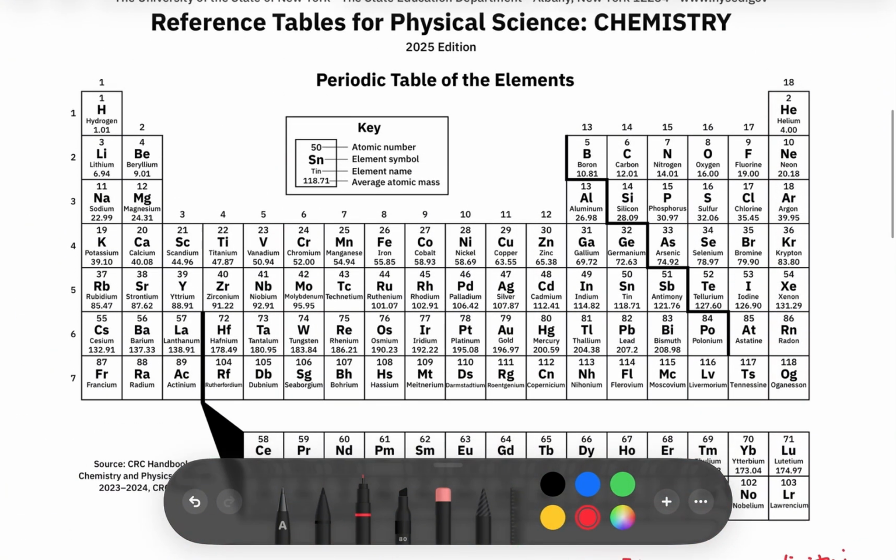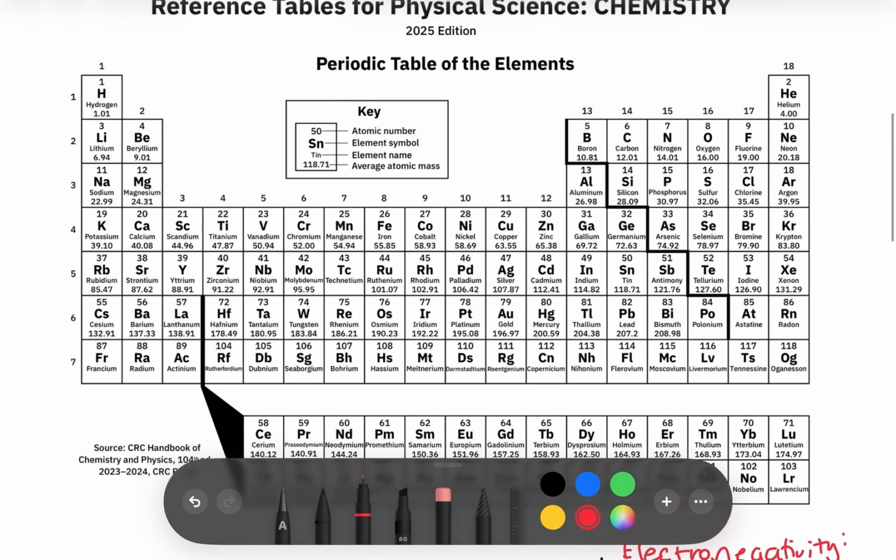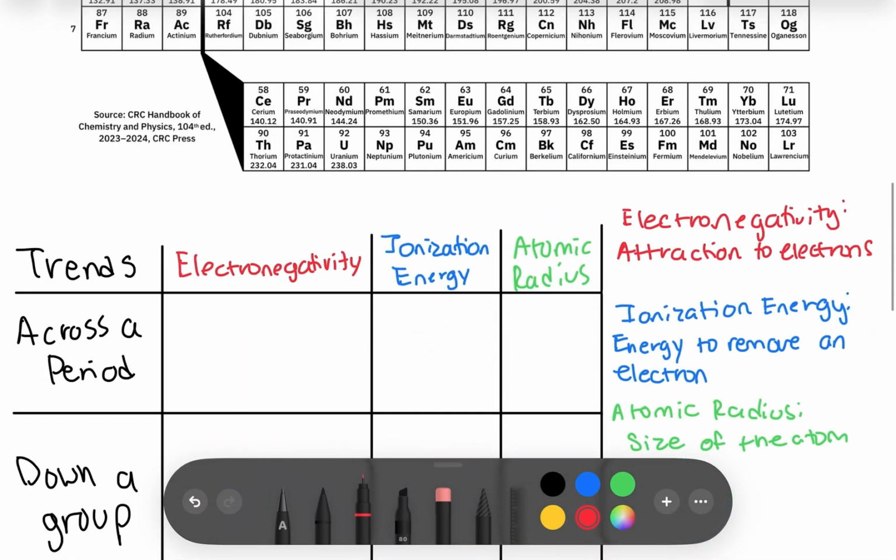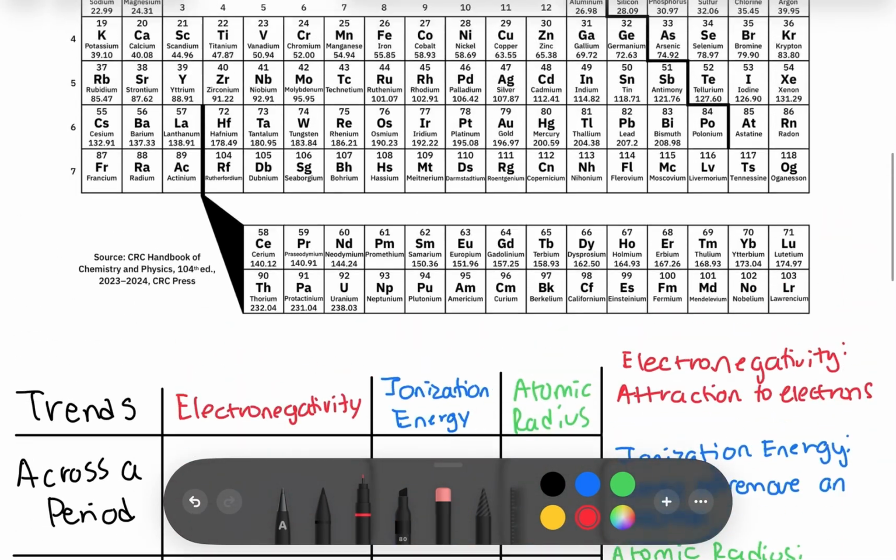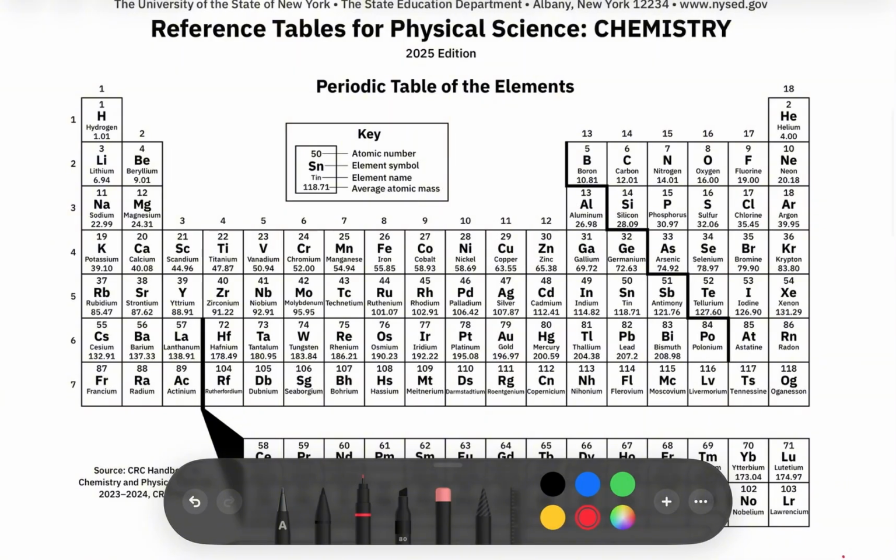So if we look across a period first, electronegativity and ionization energy are actually going to have the same pattern. So period refers to the horizontal, while groups refer to the vertical. So across a period, electronegativity and ionization energy are going to increase.